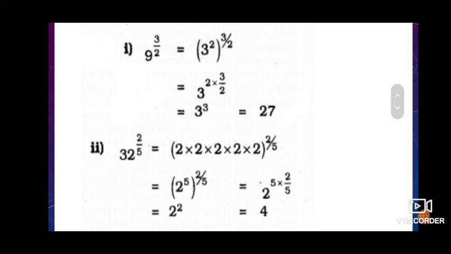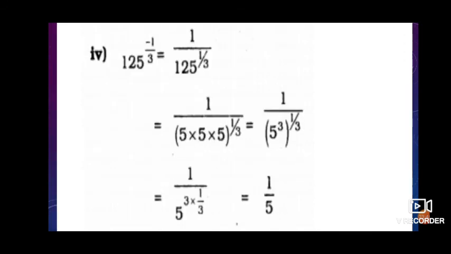Next, 32 to the power 2 by 5. So how can you write it? 32 is 2 into 2 into 2 into 2 into 2, that is 2 to the power 5. Whole to the power 2 by 5 means we can multiply the powers, that is 2 to the power 5 into 2 by 5. 5 will get cancelled, we get 2 to the power 2, which is nothing but 4.